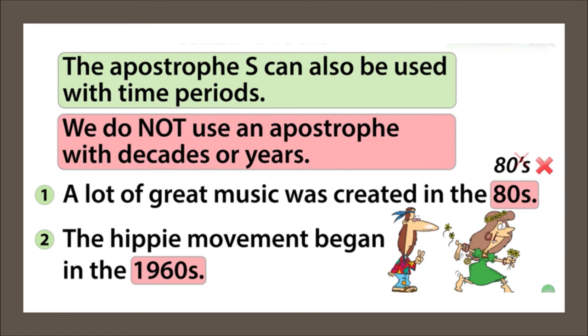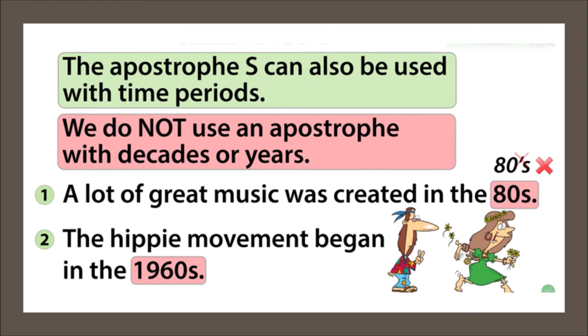The apostrophe S can also be used with time periods, but we do not use an apostrophe with decades or years. This is a common mistake nowadays. We do not use apostrophe S with decades or years. Let's take an example. A lot of great music was created in the 80s. There is no apostrophe S. We need to add only S. The hippie movement began in the 1960s. These are the common mistakes that we commit.